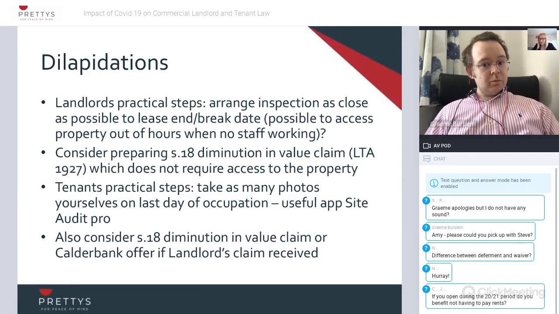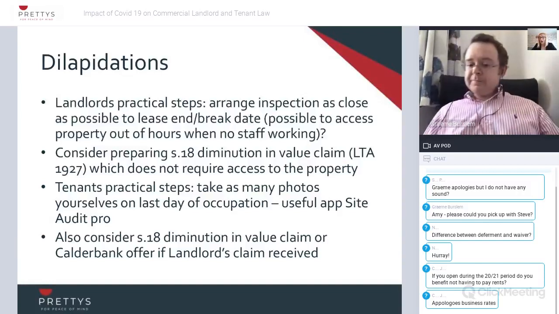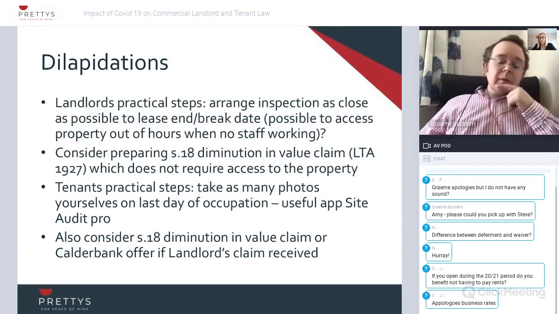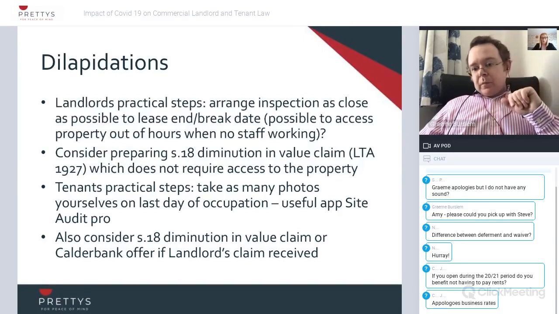We've got a question from Chris I've just seen come through. Yes, I was just looking at that. 21 period, do you benefit from not having to pay rents? You said rents, but I'm assuming you mean rates, because that was the section. No worries. I don't know. I guess it would massively depend on whether the property was previously occupied for that specific purpose under the use classes order. So if it was a pub and you were buying it as a pub and you're opening it as a pub, I would anticipate it probably would apply, but it's probably something I would need to check. But good question.